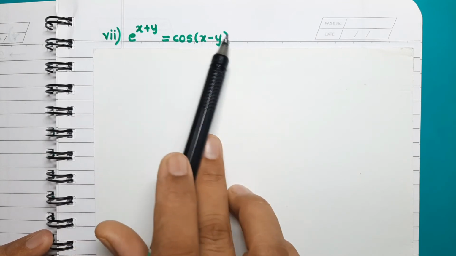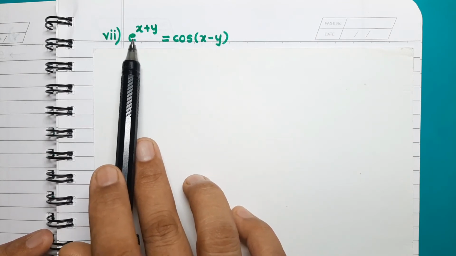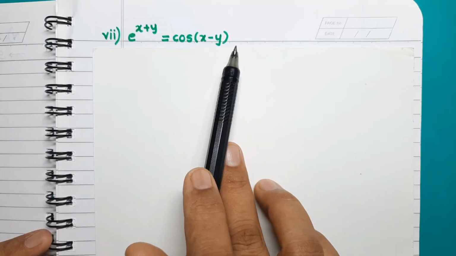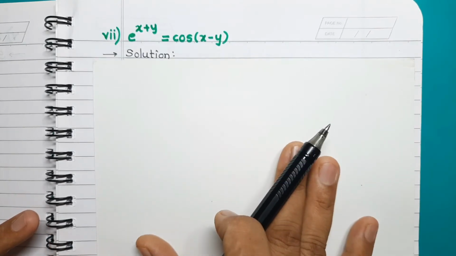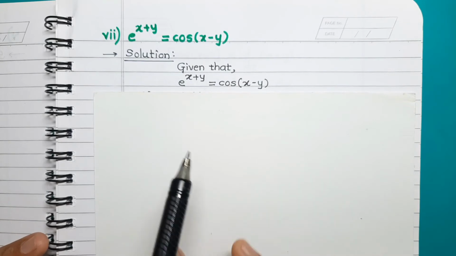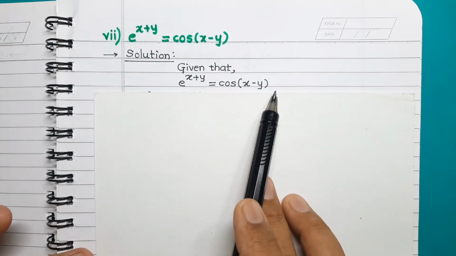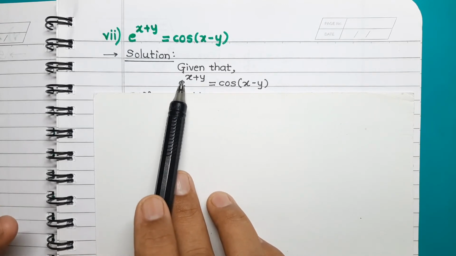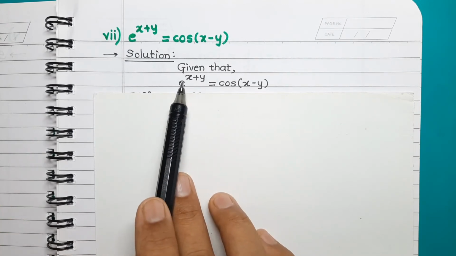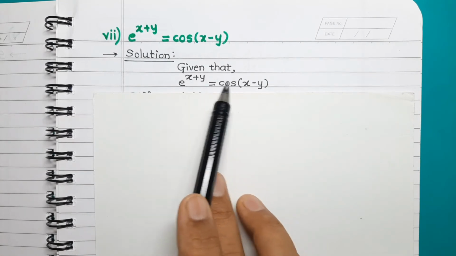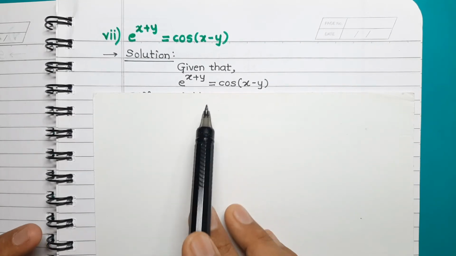Here we are given this implicit function as e raised to x plus y is equal to cos of x minus y. Now in the solution you write down the given function. We are given that e raised to x plus y is equal to cos of x minus y. Now see here we find on both the sides we have a composite function. So we can differentiate both the terms at this step directly.